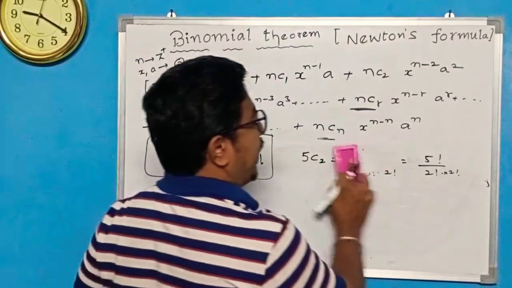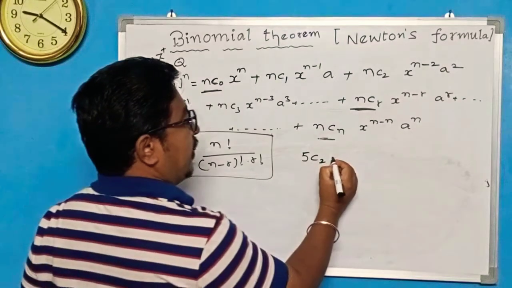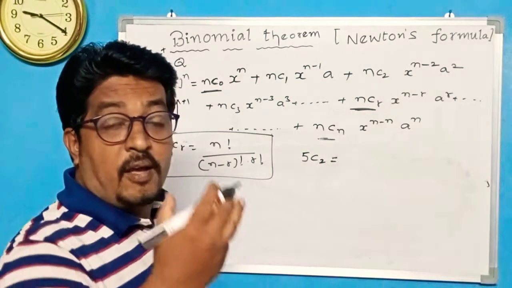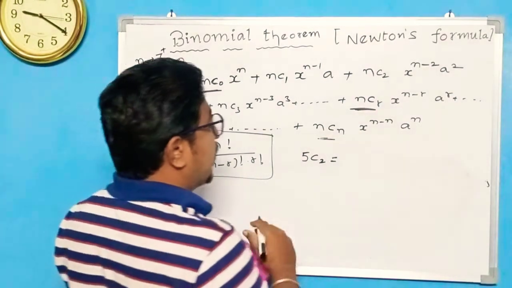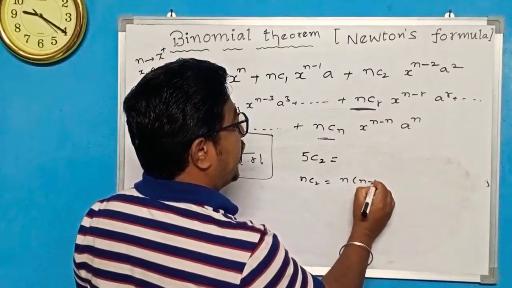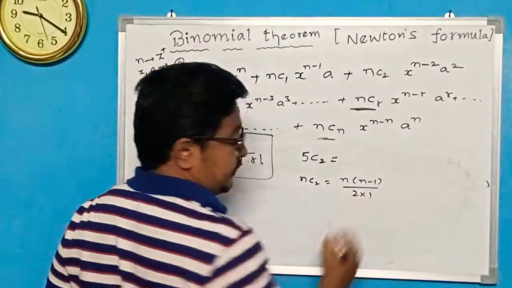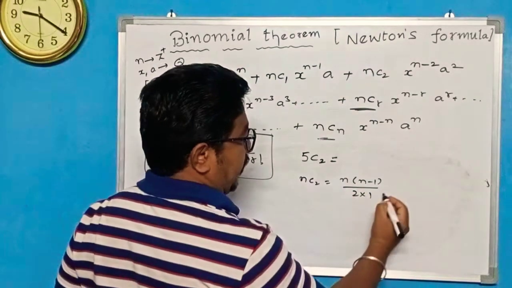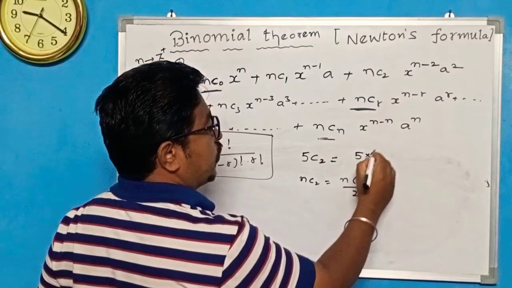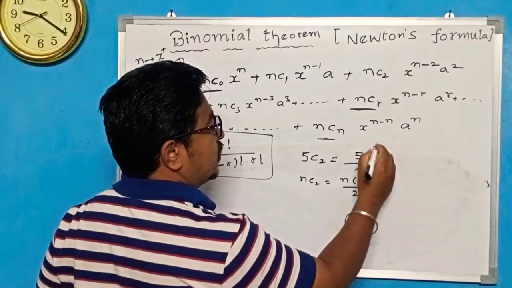Before going into these concepts, I can give another, simpler direct method. For 5C2, I can write it directly: nC2 is equal to n into (n minus 1) by 2 into 1, that is 2 steps back, 2 factorial. So 5C2 means 5 into (5 minus 1), that is 4, by 2 into 1. 2 1s are 2, 2 5s are 10.